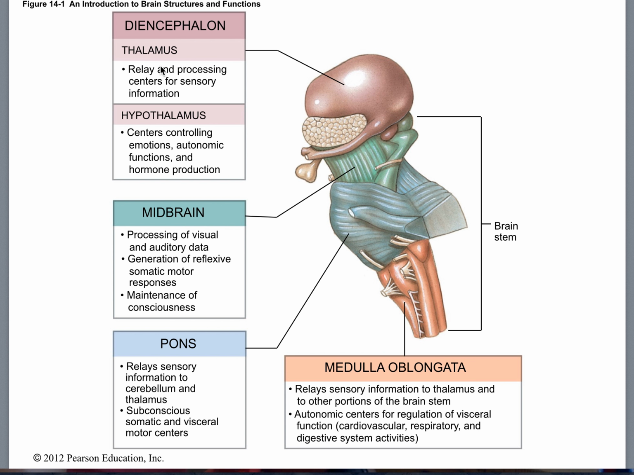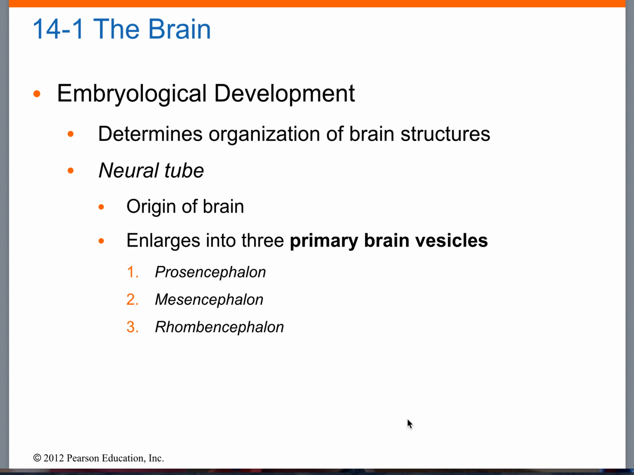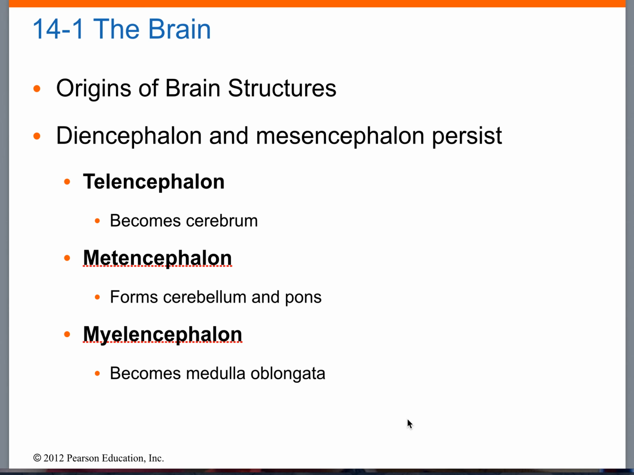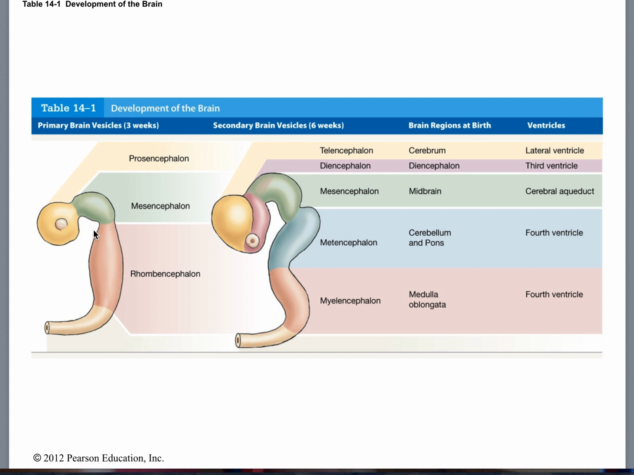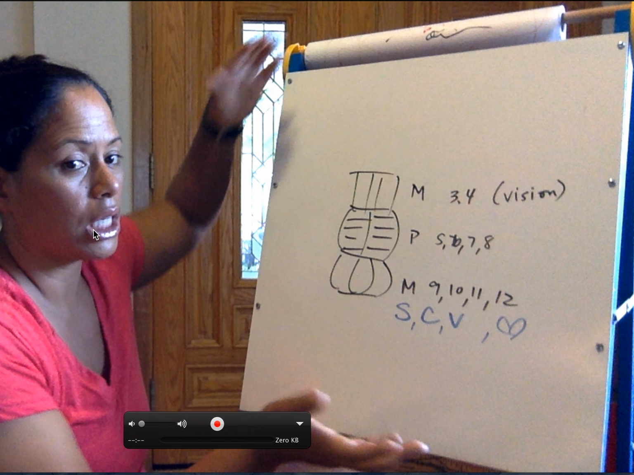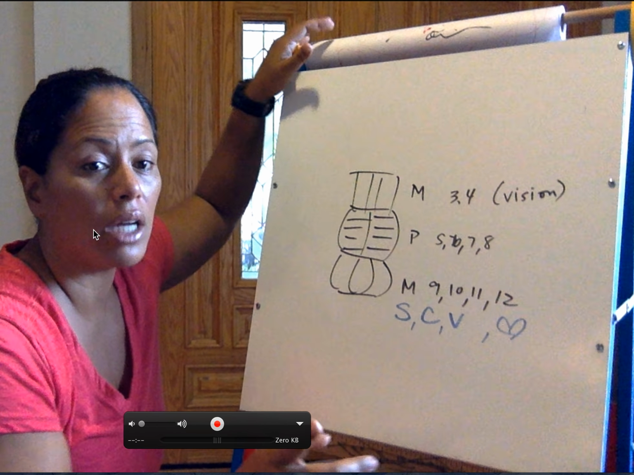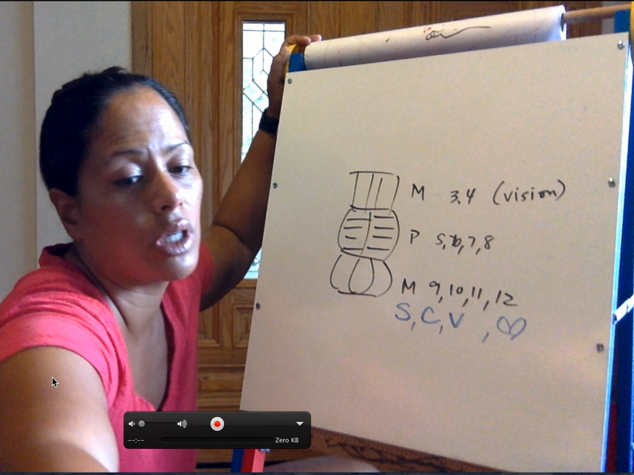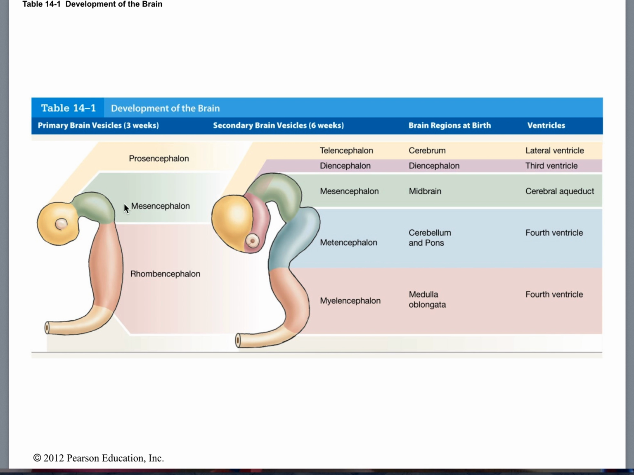Diencephalon, what are the two parts? Thalamus, hypothalamus, midbrain, pons, medulla, 3, 4, 5, 6, 7, 8, 9, 10, 11, 12, cranial nerves. And primary vesicles. How I drew this on the board is clearer for me, but if you want to review it in terms of what the book drew, this is essentially the same thing.